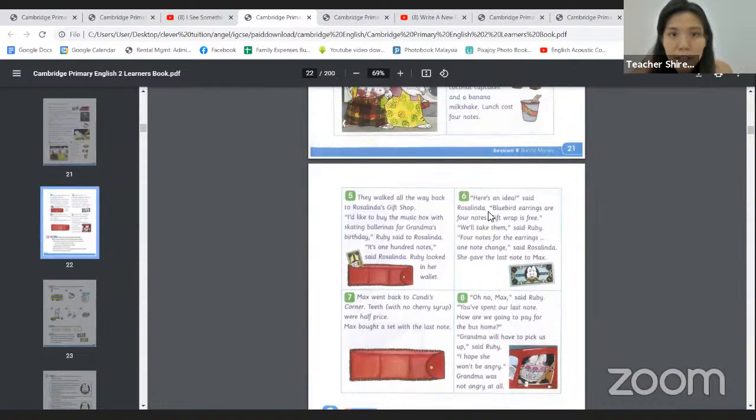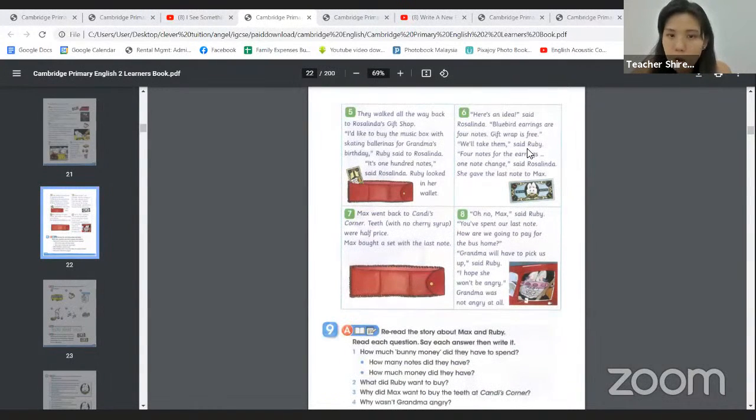And then after that, she decided, why not buy a little bit more presents? How about we buy a bluebird earring also? Because it's cheap, I think grandma will like it, so she bought it as well. Then she bought another tea, the candy tea with no syrup, because it's half price. Then they ended up with no money going home, so grandma had to pick them up. But luckily, grandma wasn't angry at all.